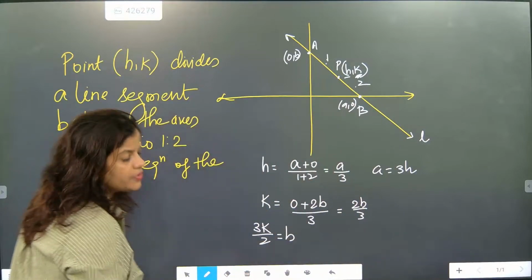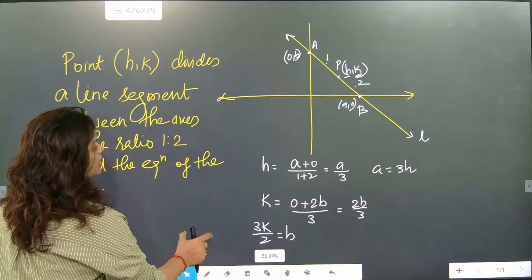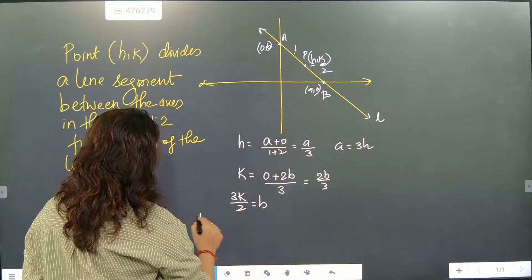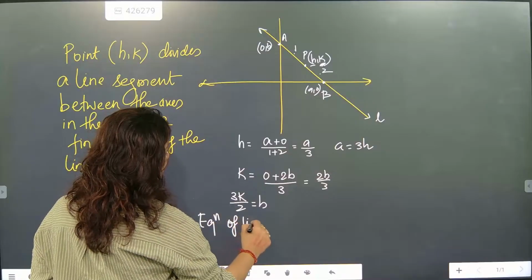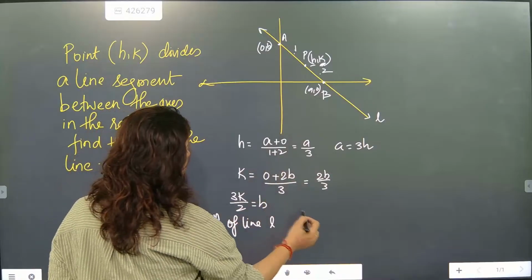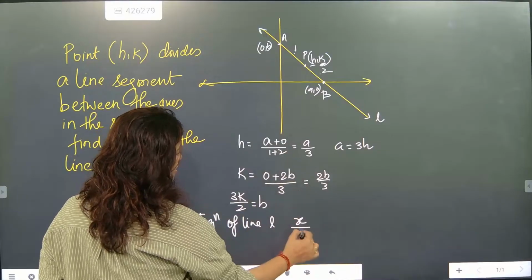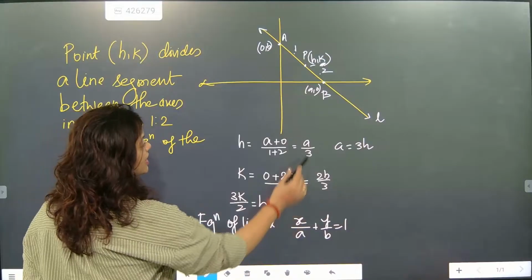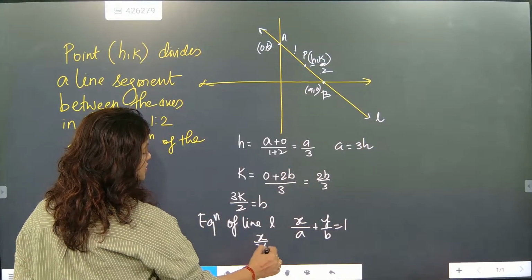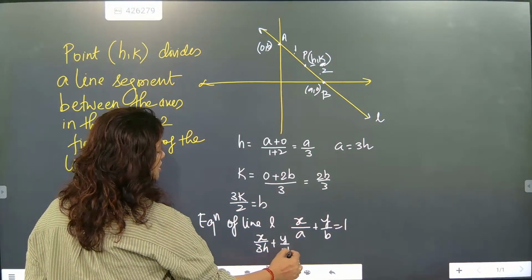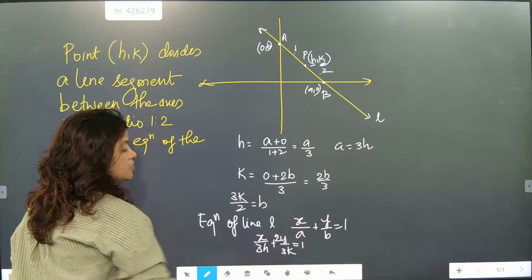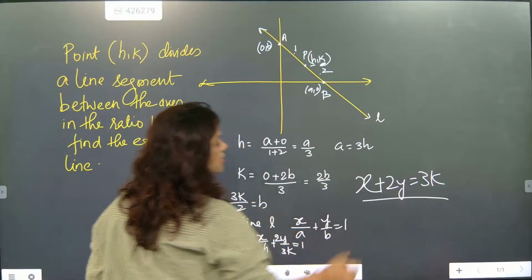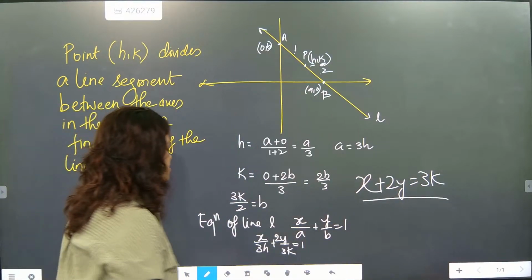So 100% we are going to get the equation, because we got the a value and the b value, and this is a line. The equation of line L will become what? Directly we can write x by a plus y by b equal to 1, because it is in intercept form. So x by 3h plus y by (3k by 2) is equal to 1. So directly the equation will become x plus 2y is equal to 3h.